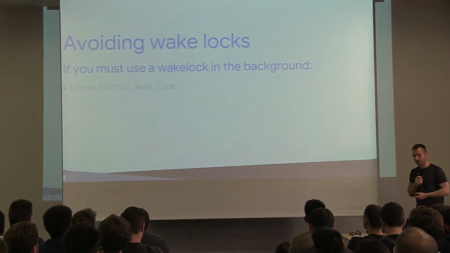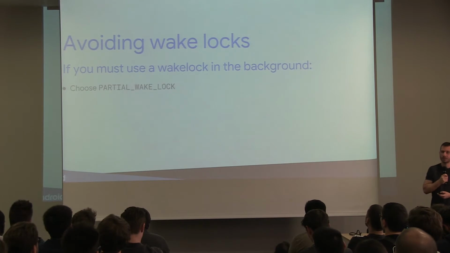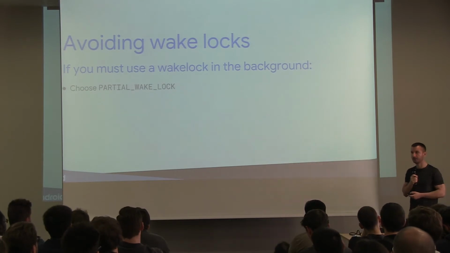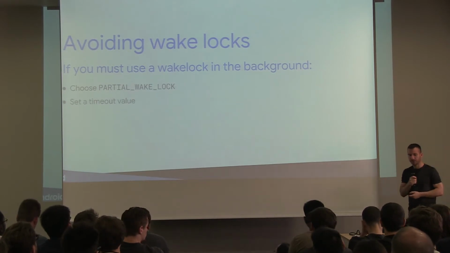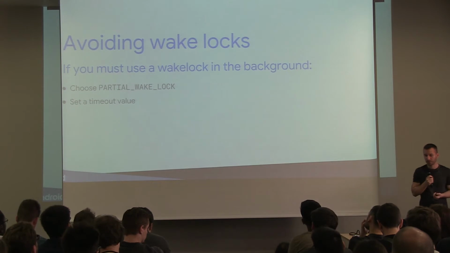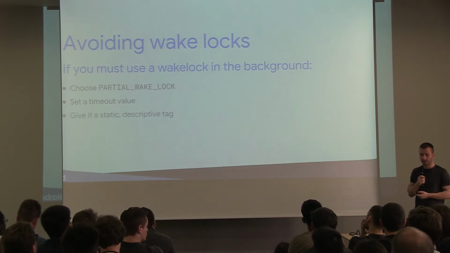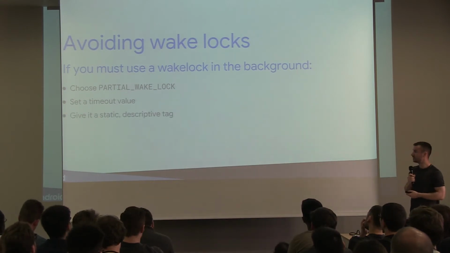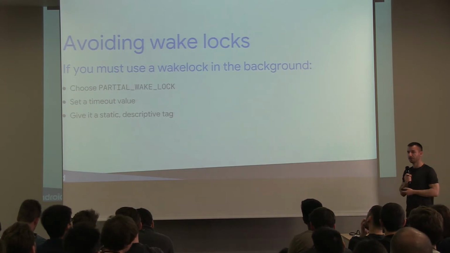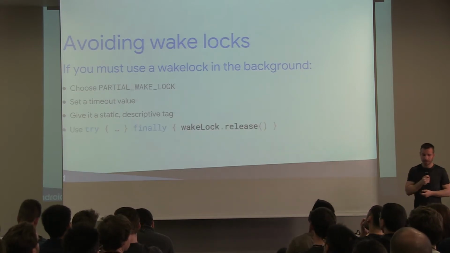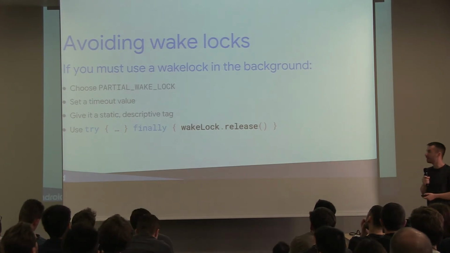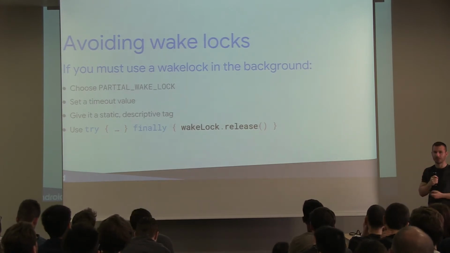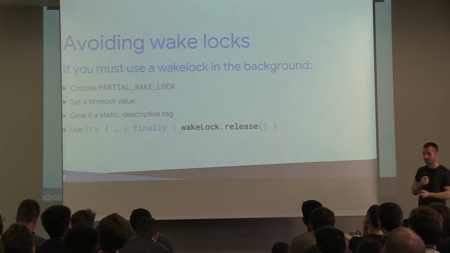But if you find that you actually have to use one, like I said, choose a partial wakelock. This is, I think, the only non-deprecated constant on the PowerManager. Set a timeout value so that for whatever you do wrong, it'll still be cleared. Give it a static descriptive tag so we can show it to you in Android Vitals. And use all kinds of defensive programming like try finally to make sure you release the wakelock as soon as you're done with it. Don't keep it for too long.